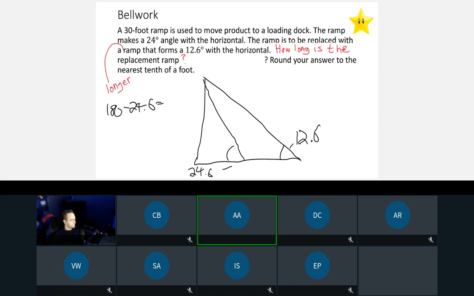All right, that equals, where's the math for that? 156. All right, so tell me why you're doing that, Antonio. That's to find this angle right here. So 180 is a straight line, and you know that this one here is 24.6 degrees. So you just do 180 minus that 24.6 to get this angle right here.